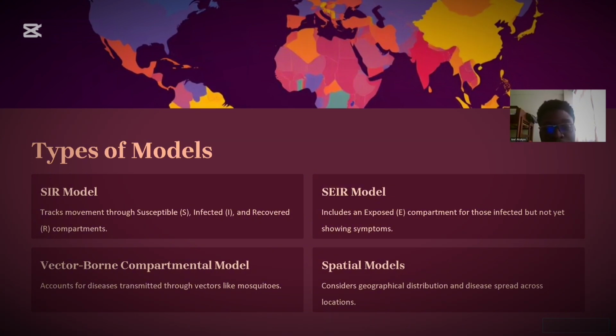The second model is the SEIR model, which is extended by adding an exposed compartment, which represents individuals who are infected but not yet symptomatic or contagious. The third one is the vector-borne compartmental model, which focuses on diseases transmitted by vectors, including mosquitoes and ticks, and also considers how the disease spreads from vectors to humans. Then again, we have the spatial models, which analyze how disease spreads geographically, and factors including population density, movement, and spatial distribution of cases. Next slide.